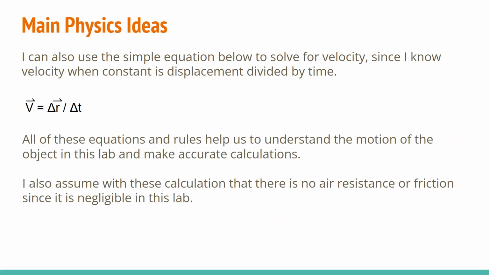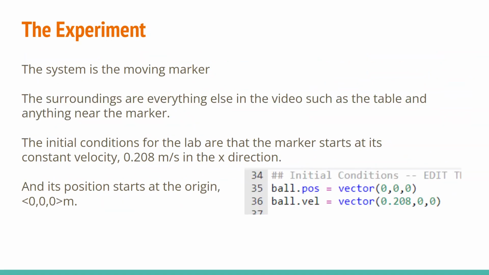I can also use the simple equation below to solve for velocity, since I know velocity, when constant, is displacement divided by time. All of these equations and rules help us to understand the motion of the object in this lab and make accurate calculations. I also assume with these calculations that there is no air resistance or friction since it is negligible in this lab. The system in this lab is the moving marker, and the surroundings are everything else, such as the table and anything near the marker.